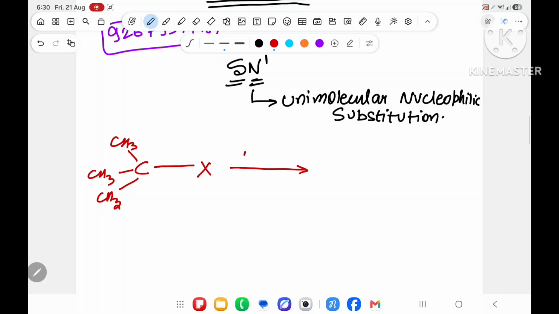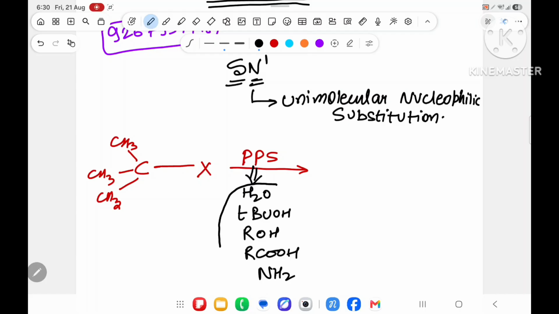Over here you will use polar protic solvent. Over here what will you use? Polar protic solvent. What are polar protic solvents? Like H2O, like t-BuOH, anything that has H. An electronegative atom has hydrogen. Just now written, right? So don't get confused. I am writing this example, but you can make lots of examples. Only electronegative atoms, fluorine, chlorine, bromine, iodine, SH, oxygen, nitrogen, like that, they are polar protic solvents.